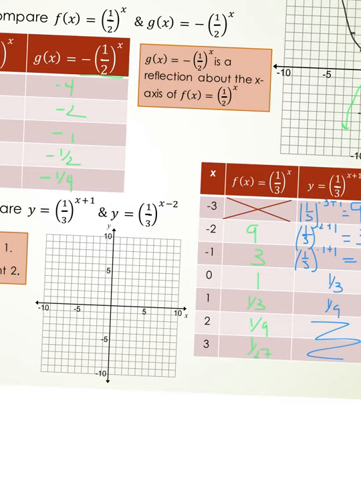So now we can actually go and we can graph these. So we're going to graph -2, 9. We're going to graph -1, 3, 0, 1, 1 and 1/3, and 2 and 1/9.